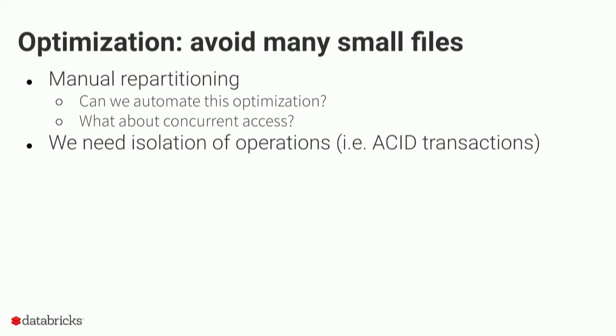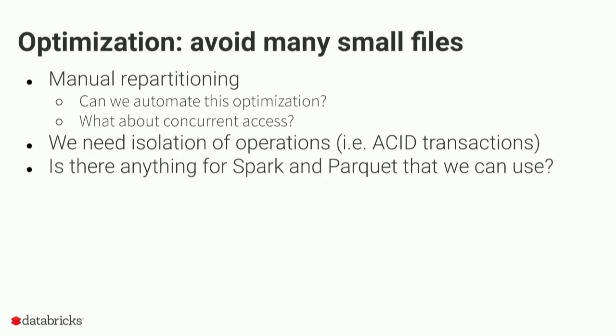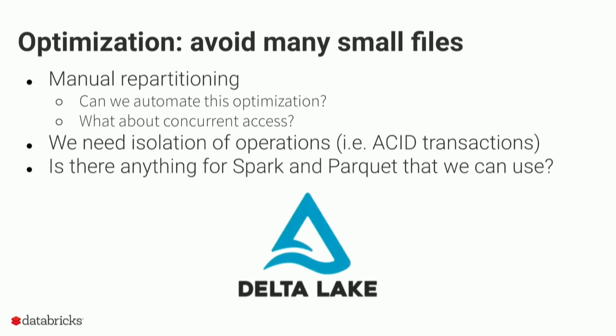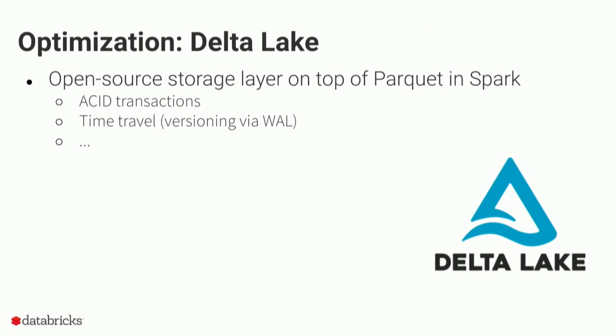For example, you need ACID transactionality, and that would be really nice to have. So is there anything for Spark and Parquet that we can use? I guess nobody sees this coming. There is Delta Lake, yay. So yeah, what is Delta Lake? It's an open source storage layer on top of Parquet in Spark. It provides you with ACID transactions and other cool stuff such as time travel.